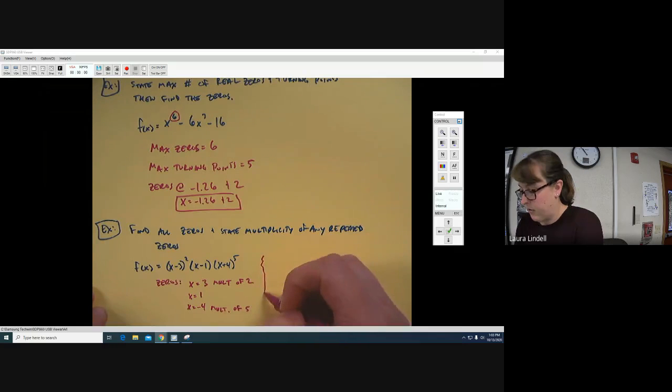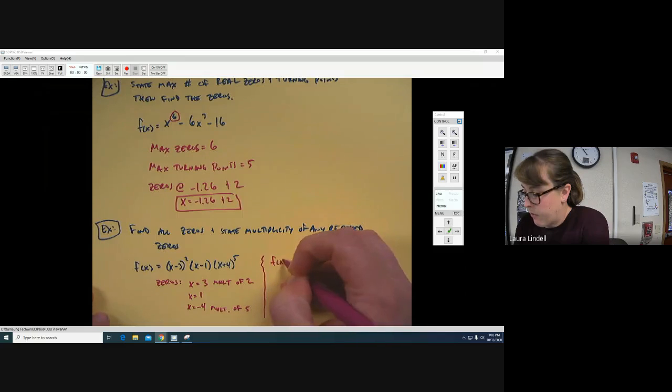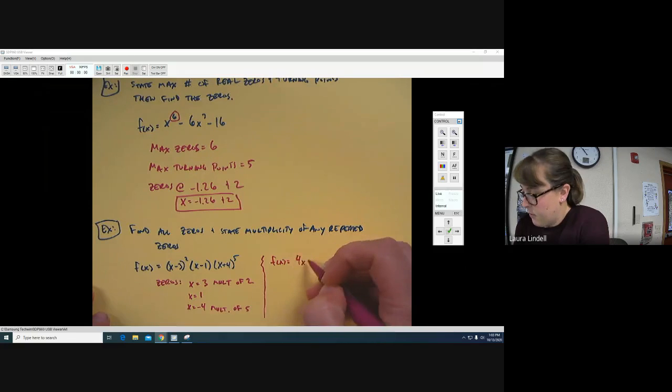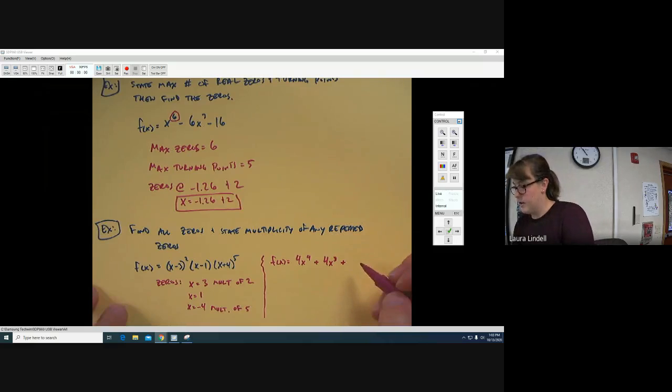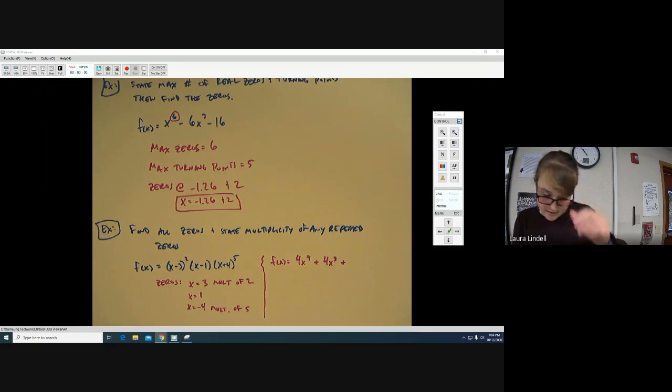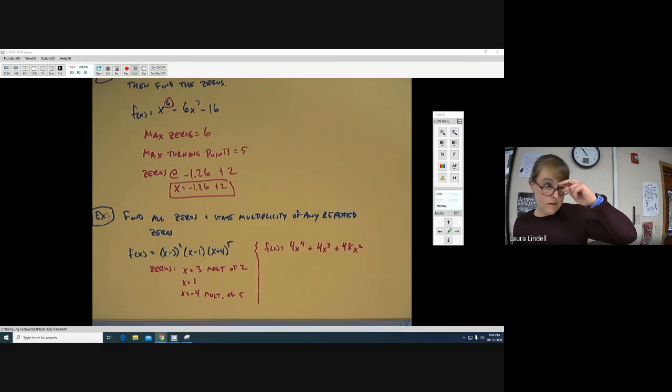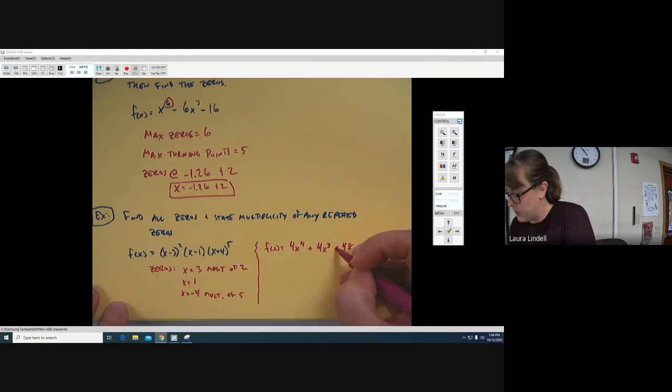We might also have a case where we need to either factor or graph it. So we might be given something like f of x equals 4x to the 4th plus 4x to the 3rd, and we'll say, something that would make this factor nicely, minus 48x squared.